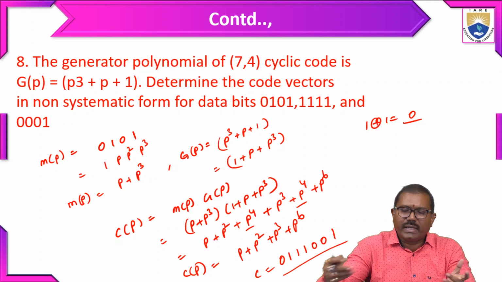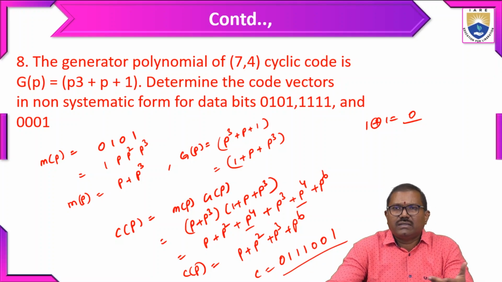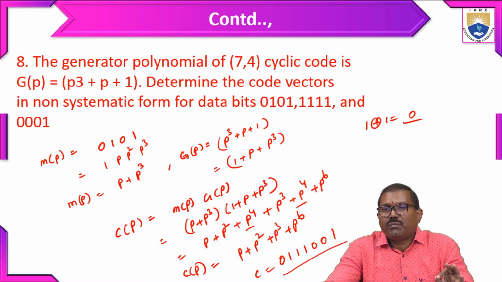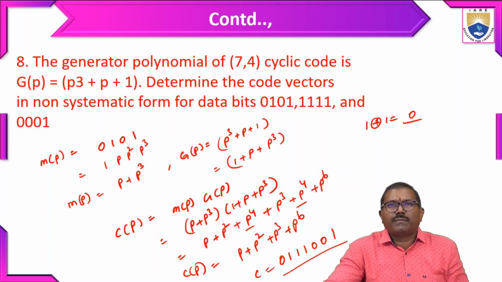In this way you can multiply the remaining two also, then you get the non-systematic form of code polynomials. For systematic, there is a pattern, which was already shown in previous videos. You can follow that one.